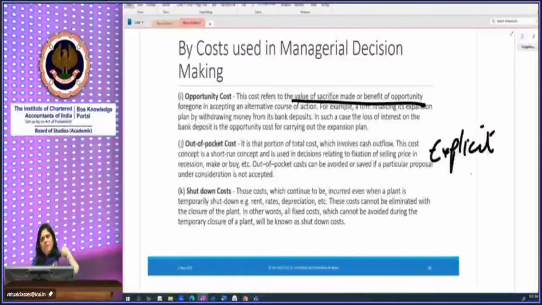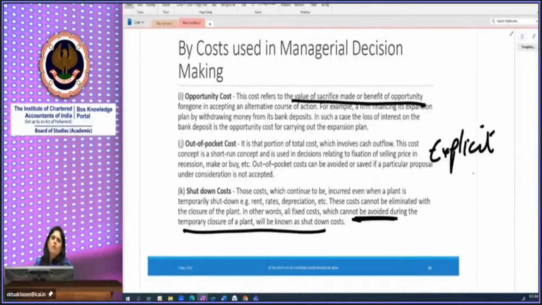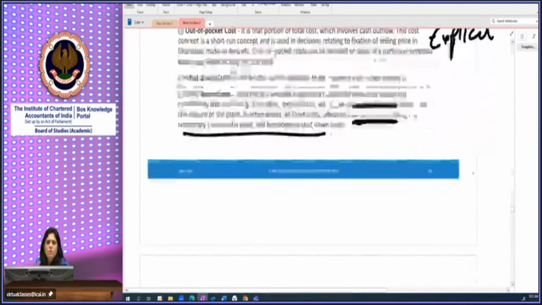Shutdown cost. Shutdown cost means, again, the best example of shutdown cost is rent. So if the factory is closed, like for 2 years, the factory were closed during COVID, but you were continuing to pay rent. So shutdown cost means even if you have temporarily shut down your business, the cost which you still have to pay, which you still have to incur, like depreciation, machines will run out. Machines will wear and tear, whether you use them or not. So shutdown cost means when the business is temporarily shut down, what all cost you still have to bear. Interest on loan, EMI which is going, you have to pay them. So shutdown cost, yeah, which cannot be avoided due to temporary closure of the plant or the factory. That is the shutdown cost.